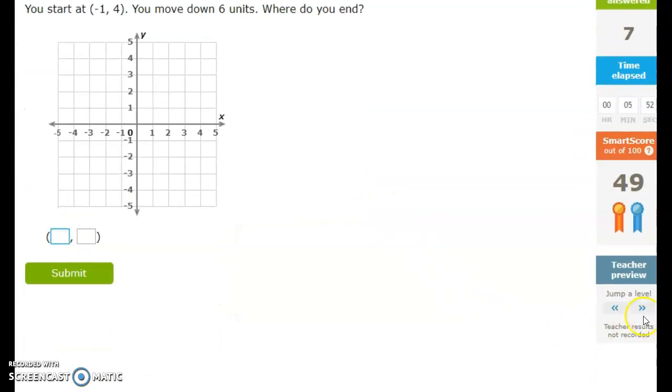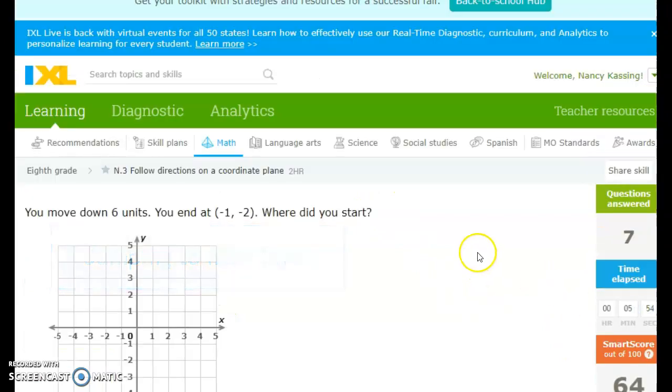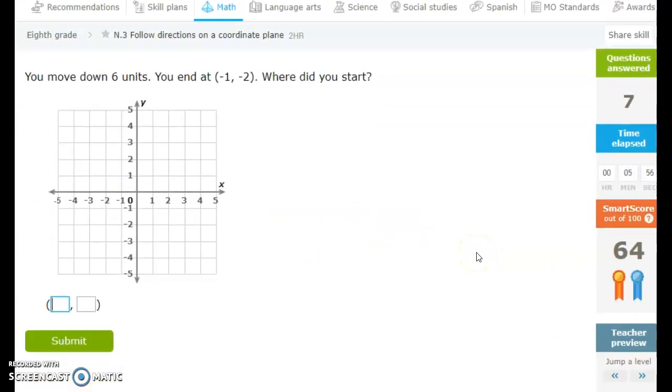All right. Let's skip on to some a little bit more challenging. This one says you move down 6 units and you end up at negative 1, negative 2. Where did you start? So if I end up at negative 1, negative 2, and I had to move down 6 units, that means I came down this way. And I ended right, negative 1, negative 2, right here.